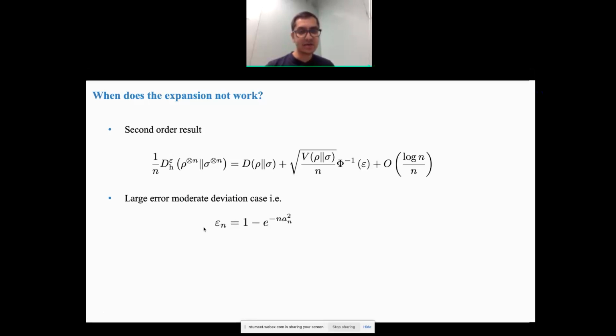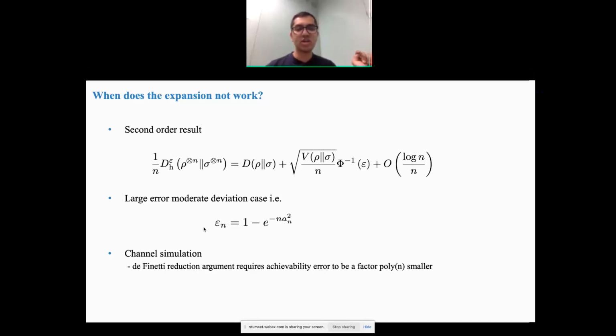And lastly, I can say one more thing. I'm not sure how closely these things are connected, but I will just say them anyway. The last thing is to look at channel simulation. The idea of channel simulation is, if Alice and Bob wanted to simulate a channel, one way to do that is that Alice just simulates the channel locally, completely on her side, and then whatever output she gets, she state splits that, right? So this is one way of achieving channel simulation. There's a de Finetti reduction argument that essentially says that if you can do state splitting with some error, then you will have channel simulation done with the error scaling by a polynomial factor.